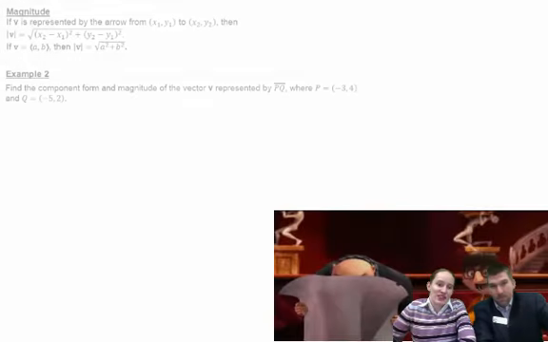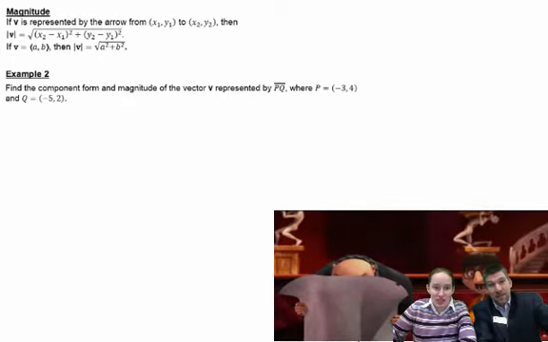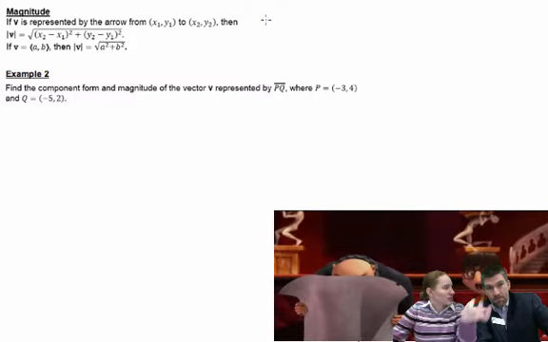Now, vectors have this thing called magnitude. Distance. Yeah. Magnitude equals distance. Yes, it's talking about the length of our vector, which tends to be an amount of something like force or speed or something like that.